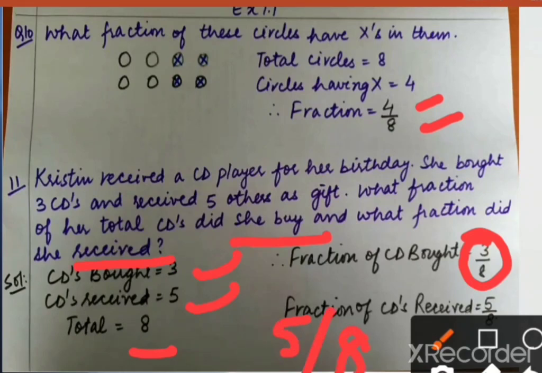Now children, I hope you are clear with question number 4 to 11 of exercise 7.1. You can do all these from question number 4 to 11 in your fair notebooks and revise these concepts again and again.